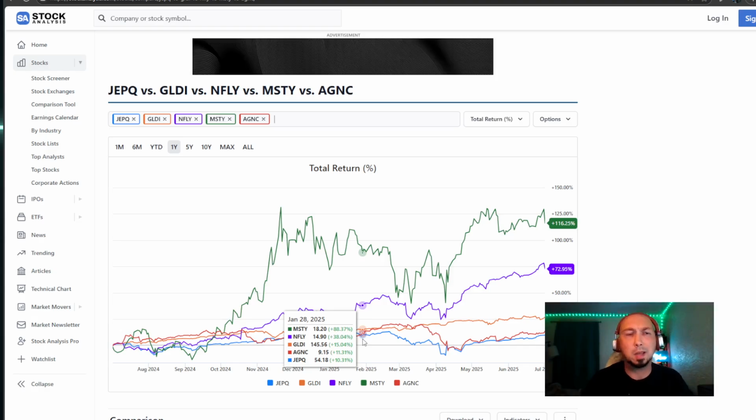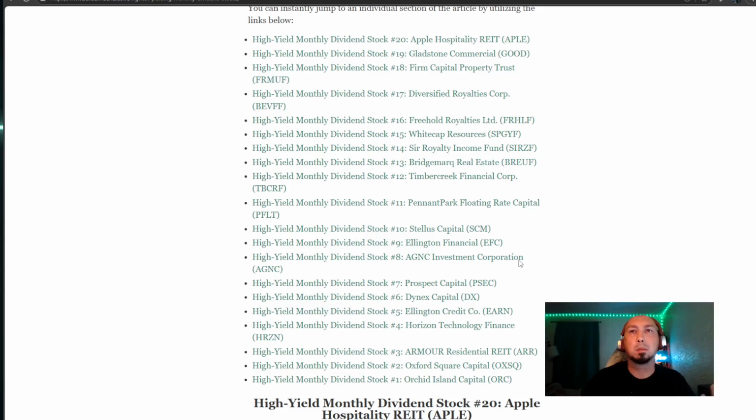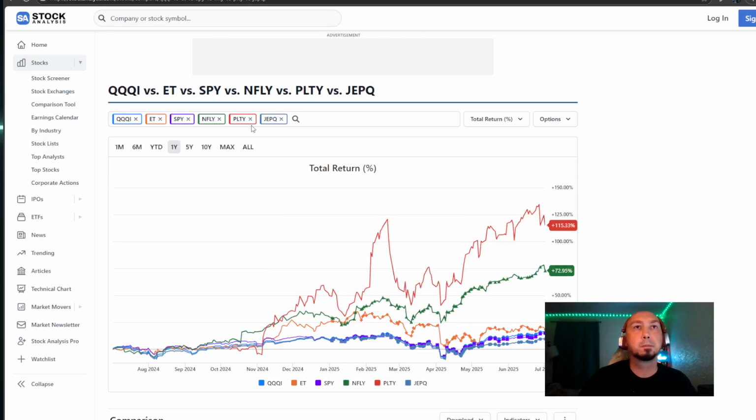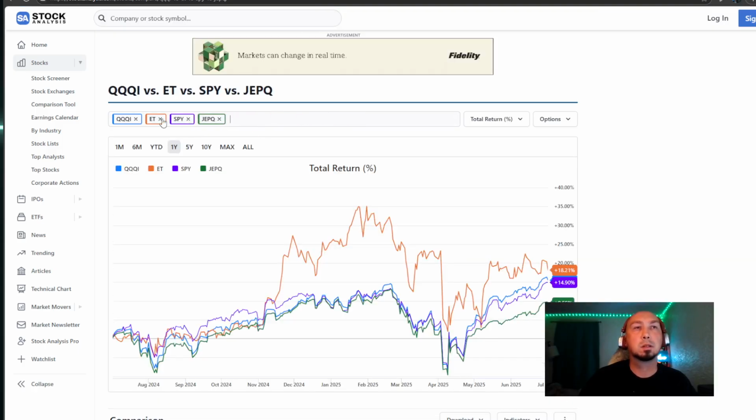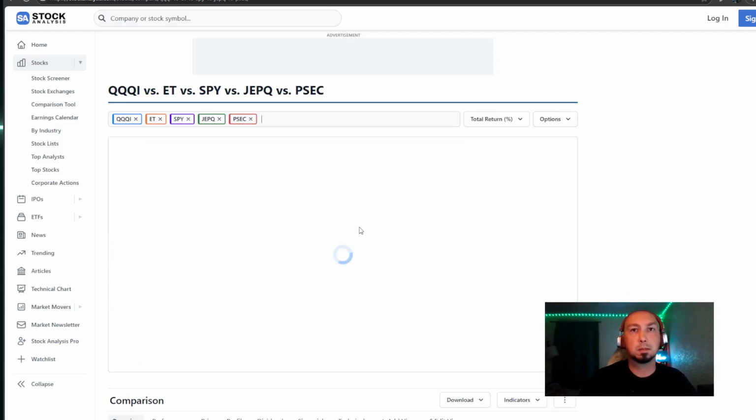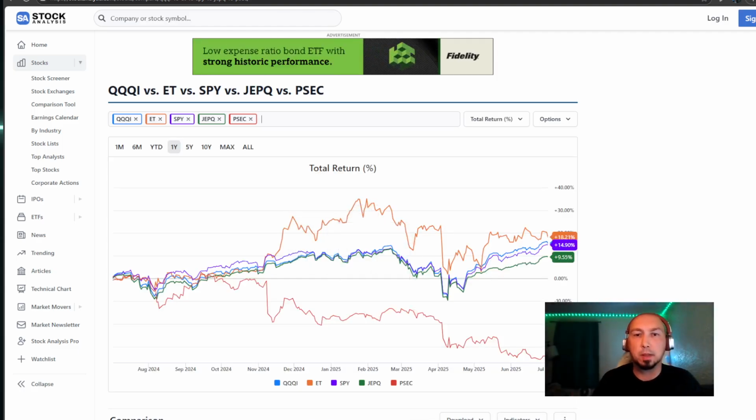For Realty, AGNC, what is it, the Pennant Park float one. They love that. Prospect, PSEC. One of our members in Discord actually today was talking about PSEC. Now he loved PSEC, but let's look at PSEC real quick. Let's compare. Let's take out Palantir, Netflix, and sure, and then we'll do PSEC. Look at this. Minus 33 in the year.